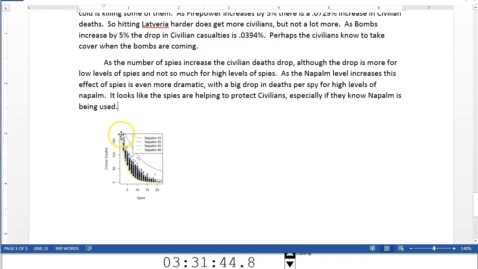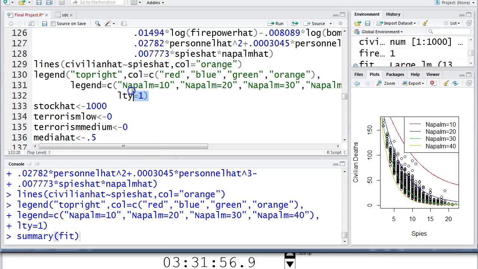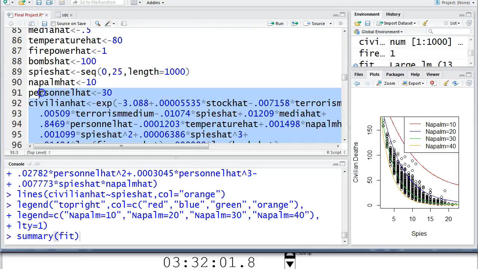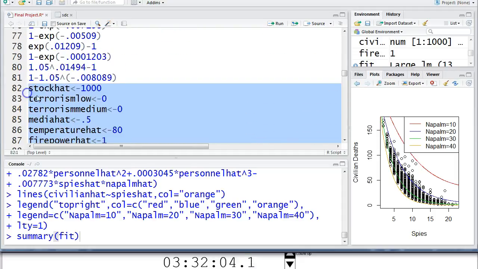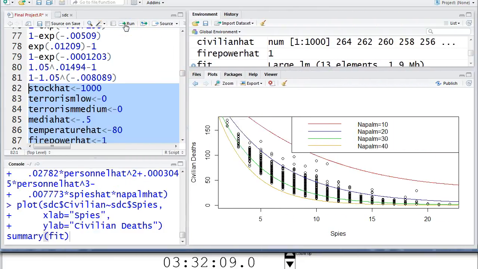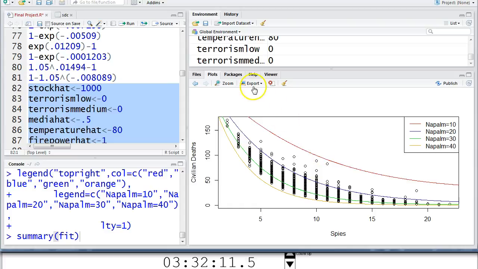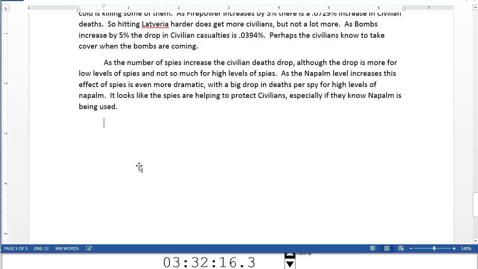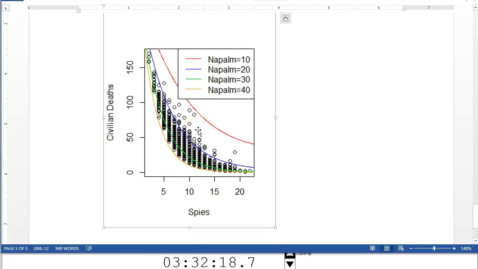So now I'm wanting to describe how increasing spies drops civilian deaths, and that drop is more for low levels and less for high levels. Napalm does that, but as I look at this, I'm not sure I really like that picture. I can do so much better. I'm going to go like this to get that whole picture piece. Come on, where did it start? And then if I size this out, now I will get a very different looking picture. See, that looks so much better. That's the one I want. And stuff like this just shows that you're taking care.